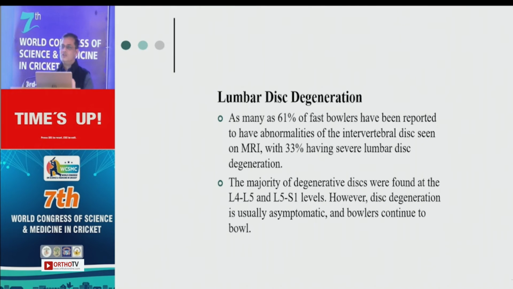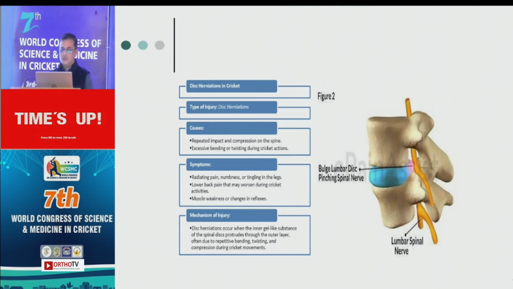Sometimes a disc also gets degenerated. You know, if you do an MRI of a bowler, you can find, even in an asymptomatic bowler, there may be many incidences of lumbar disc degeneration. But not every disc degeneration leads to neurological symptoms. Neurological symptoms would occur whenever there is a lumbar disc bulge which is pinching on the nerves traveling from your spine to, say, your buttocks and thighs. So symptoms would be radiating pain, lower back pain, and muscle weakness can be there.